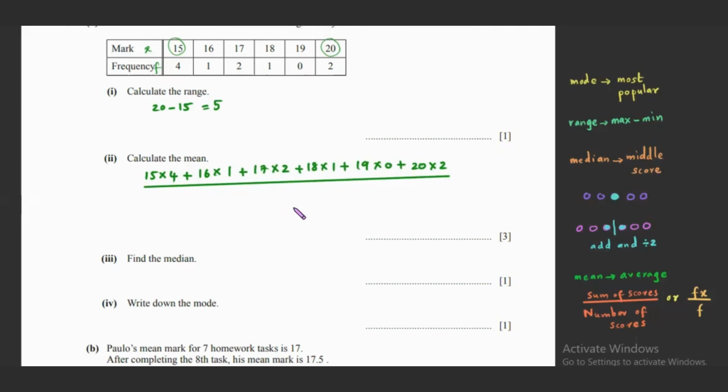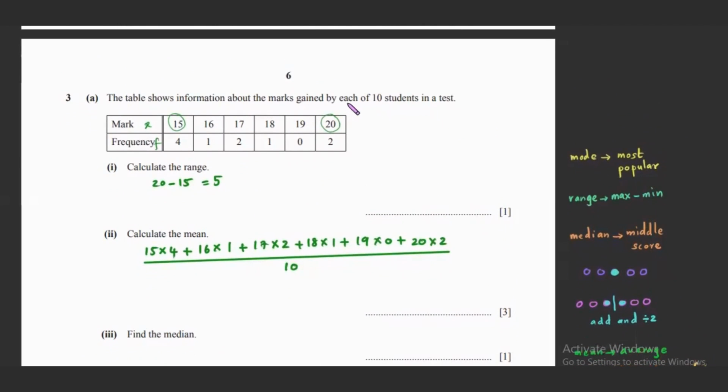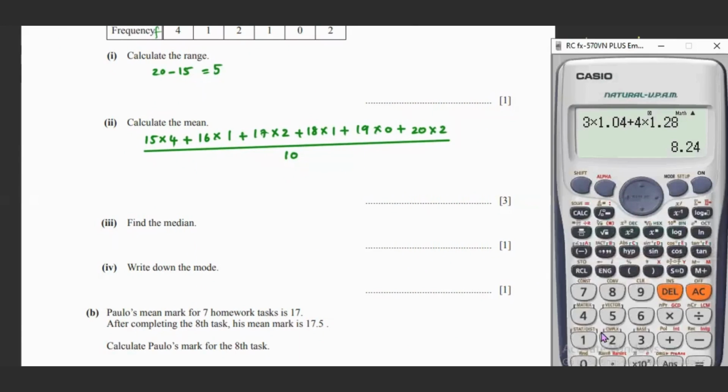The total of the frequency will be the addition that we get when all these frequencies are added together, that is 4 plus 1 plus 2 plus 1 plus 0 plus 2. When I add them all together, we end up getting 10. This is already mentioned in the question as well by saying each of 10 students. So we know that the total of the frequency will be 10. So I'm going to put this in the calculator and see what we end up getting as the mean.